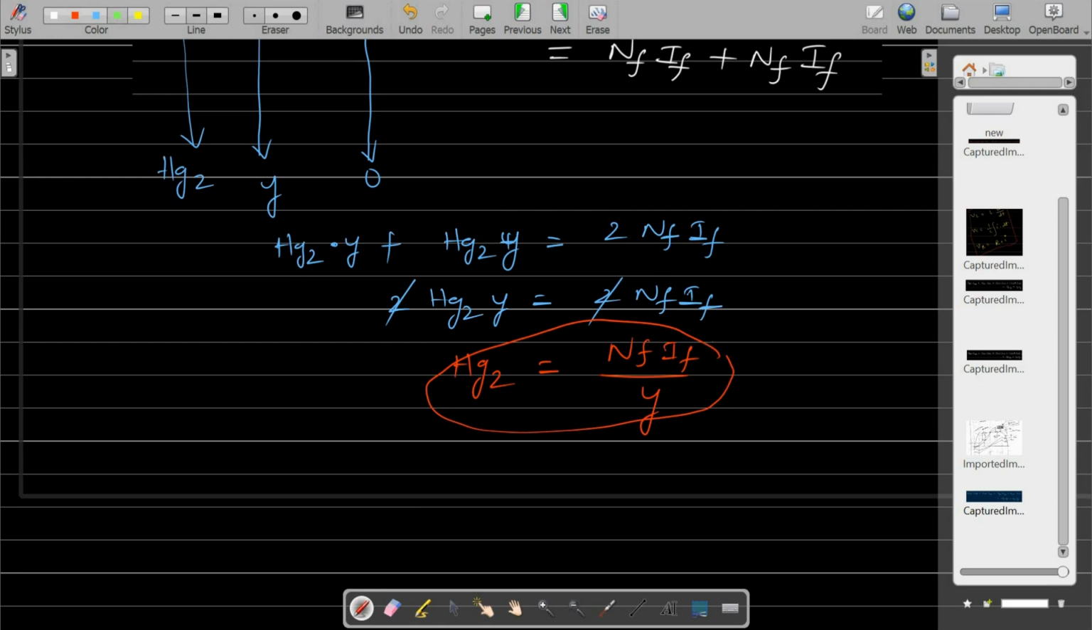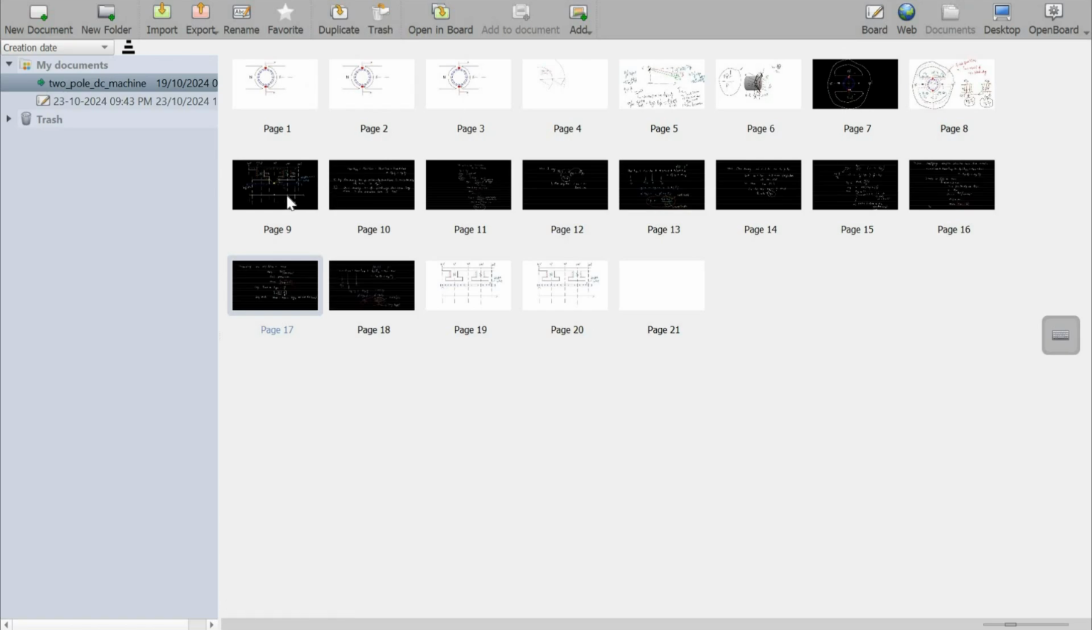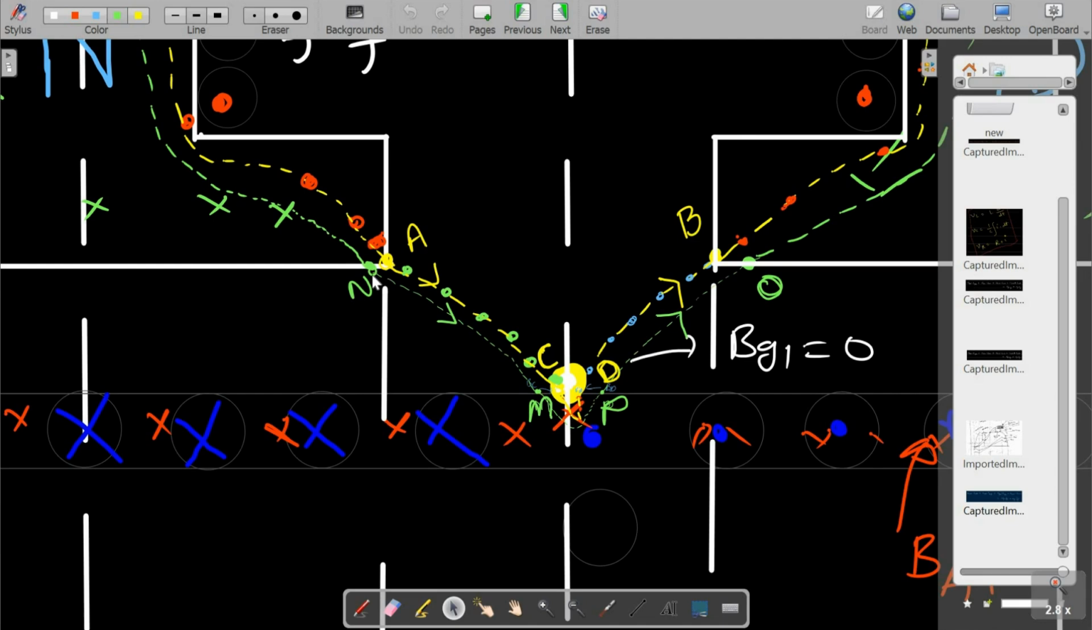And NFIF is nothing but the MMF per pole, and this Y is nothing but the gap length. This is how we got Hg2. Hg2 is nothing but, everywhere on this NM line and also on this PO line, the value of magnetic field intensity is nothing but Hg2, with that value.